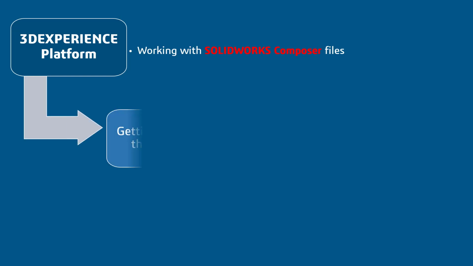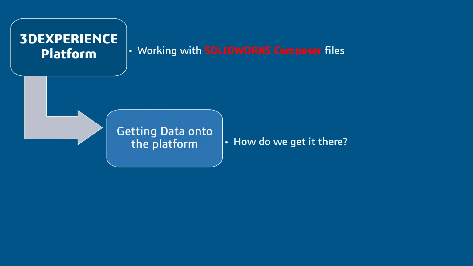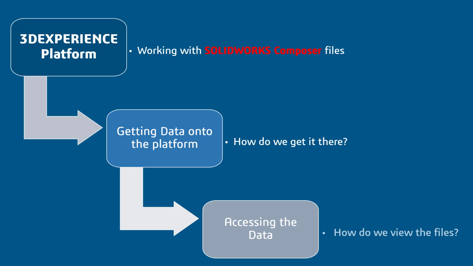So for today, we will be looking largely on the platform. Specifically, how do we work with Composer files when we are in the platform? Of course, before we get there, we need to look at how we get this data onto the platform, as SolidWorks Composer files would normally be residing on our local drive. Following that, we will take a look at how we can access this data. Now, in particular for SolidWorks Composer files, we will look at how we can view them on the 3DEXPERIENCE platform.